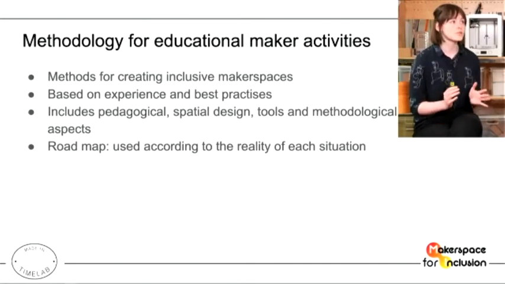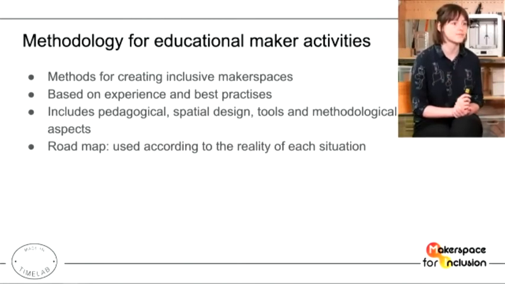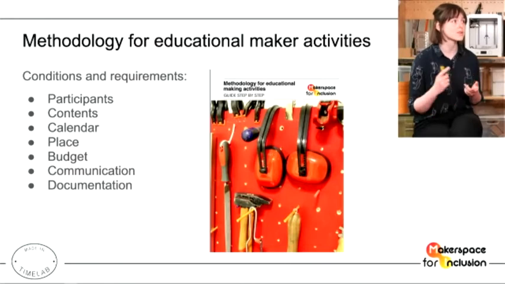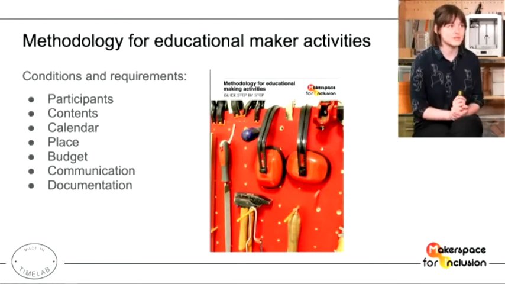The methodology, you should see it as a roadmap. It's not a plan from A to Z that you have to follow, but you can use it according to the reality of each situation. That's why it's important to take some of the aspects in the methodology into account, such as who are your participants? What is the content of the workshop about the activity that you want to do? Where will you do it? What is the makerspace? Which machines do they have available? The budget, is it a low budget activity that you're doing? Do you have budget for material? Will you use reused material, recycled? Communication, how will you reach your target audience? And also documentation is really important.